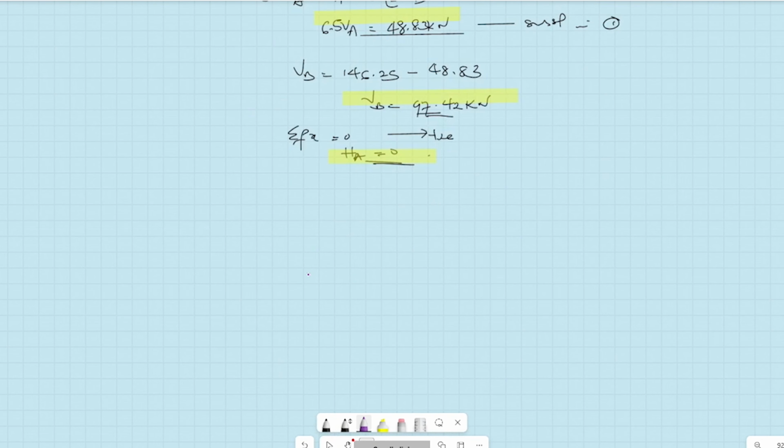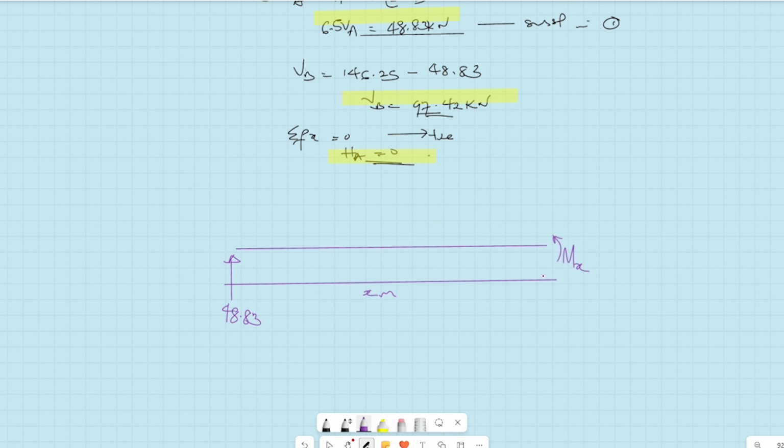Going forward now, let's cut a section at a distance x from A. This is a beam, so let's cut a section at a distance x from A. We've already found our reaction at A, 48.83. We've got a section x meters, right? So let's say this is moment at x. As we have said earlier, we need to generate a bending moment formula in which we are going to throw different values of x along the beam.